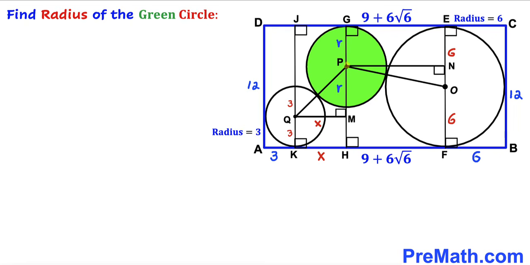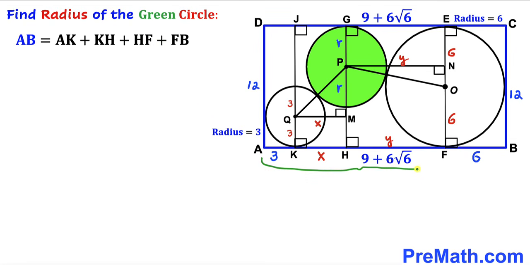And likewise, I'm going to label this segment NP as y. And since this segment NP equals this segment FH, if this is y, then this segment has got to be y as well. And now let's make an observation. We can see that this whole side length AB is equal to the sum of these individual segments 3, x, y, and 6, as you can see over here.